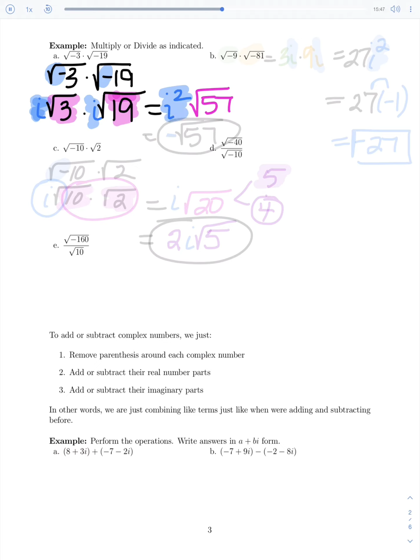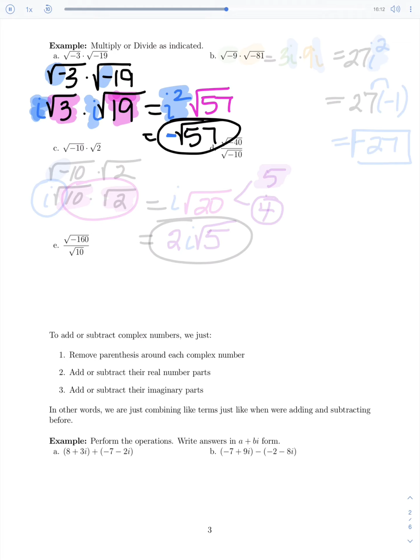Now, the only question is what's going to happen with that i squared out in front. Well, remember that i squared can be replaced with a -1. So that will turn into a negative square root of 57 for problem A. That will be your final answer for A here: negative square root of 57.